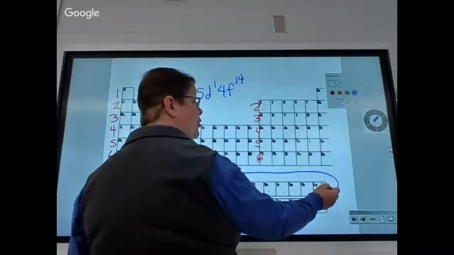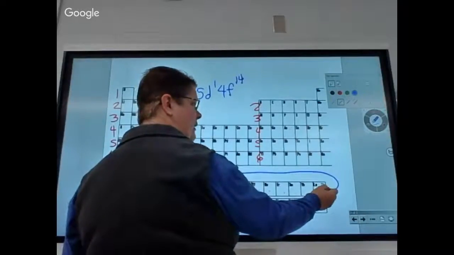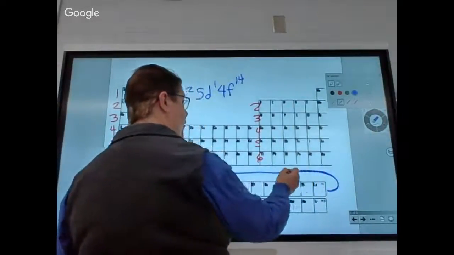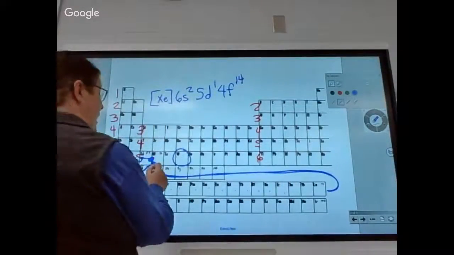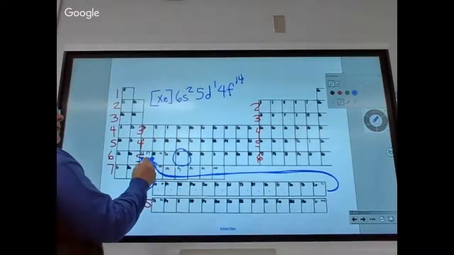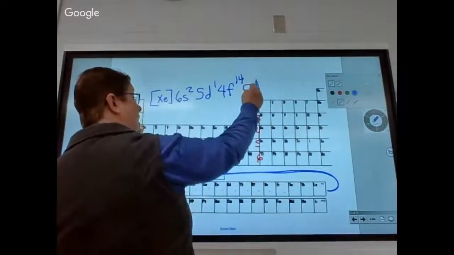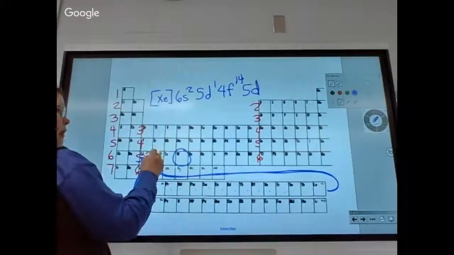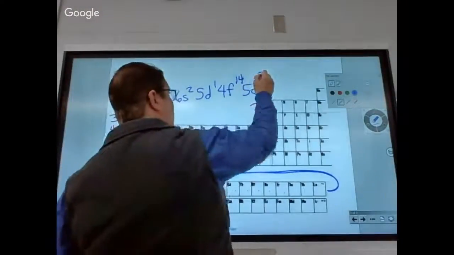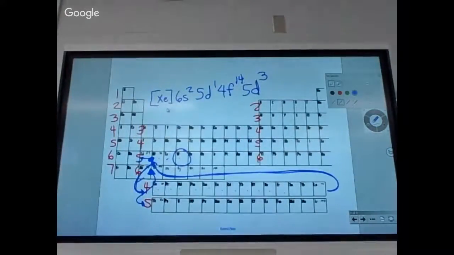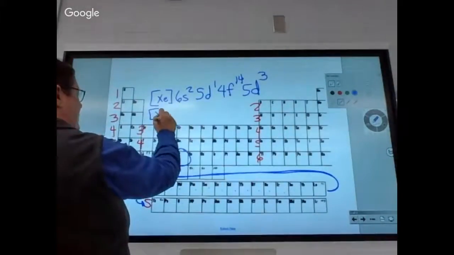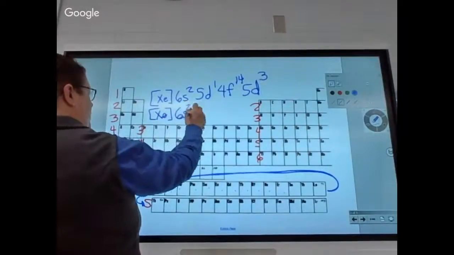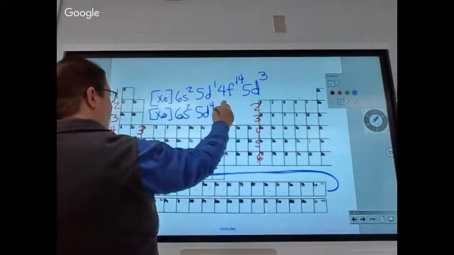When I get to the end, to quote Ann today, you went where? You're not done? No, I'm not done. I go all the way back to the blue circle because I'm not at W. Now, I'm back where? I'm still back at 5D, but I have how many more? 1, 2, 3. Now, am I going to leave my configuration written that way? No, you're going to combine like it's math class. So it's going to be 5D4. That is correct. So we're going to write it as Xe, 6s2, 5d4, 4f14.